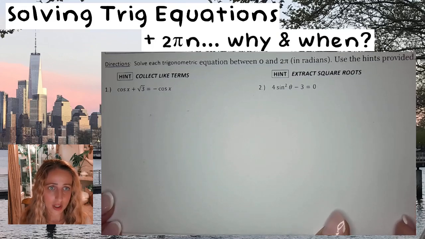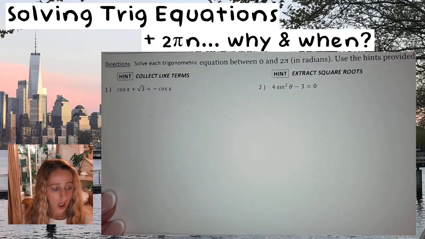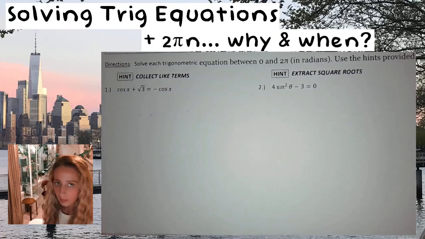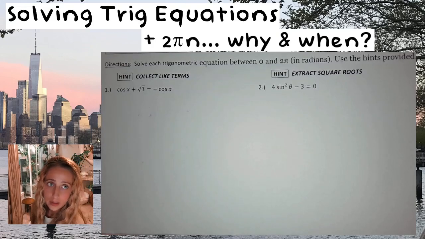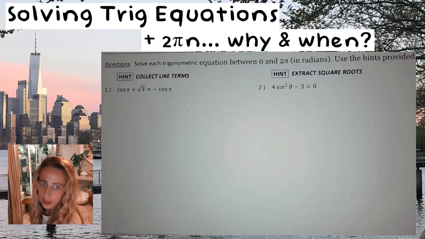So the directions here ask us to solve each trigonometric equation between 0 and 2 pi. So we're going to solve in radians. Even if it didn't say the little phrase right there, in radians, you still have to solve it in radians because it says 0 to 2 pi. If it says 0 to 360, then that's a different question, of course. But it says from 0 to 2 pi, it's implying radians, so we will give answers in radians. When it says between 0 and 360, we'll give the answers in degrees, and so on.